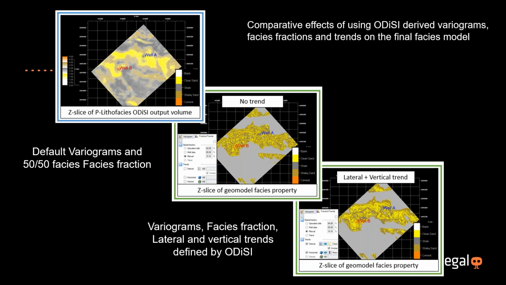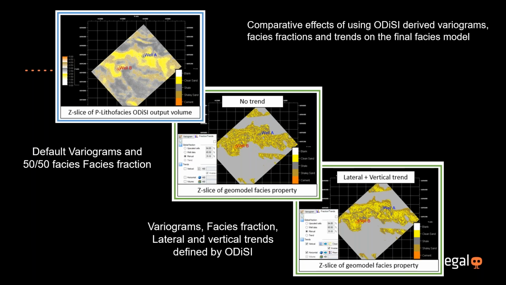I thought I'd round this off with a nice little illustrative example of the combined effects of using Variograms, Fascist fractions, and trends, all based on ODiSI outputs, just to sort of drive home the point. So at the top left, we have the raw, unprocessed ODiSI p-little Fascist volume shown for comparison, and we can see a definite sort of central belt of clean sands fringed by shaly sand in the background of shale. And we also have 2 wells, A and B, in the study. The second image in the middle is a Z-slice extraction of the resultant geomodel Fascist property that we built using our default variogram and Fascist fractions taken from the 2 wells.